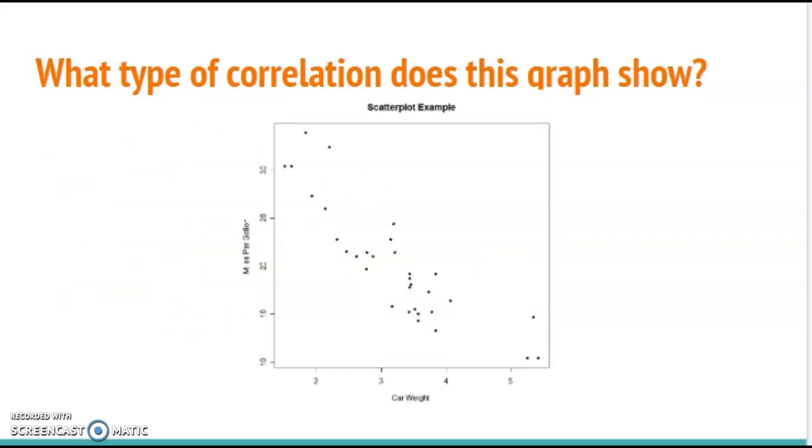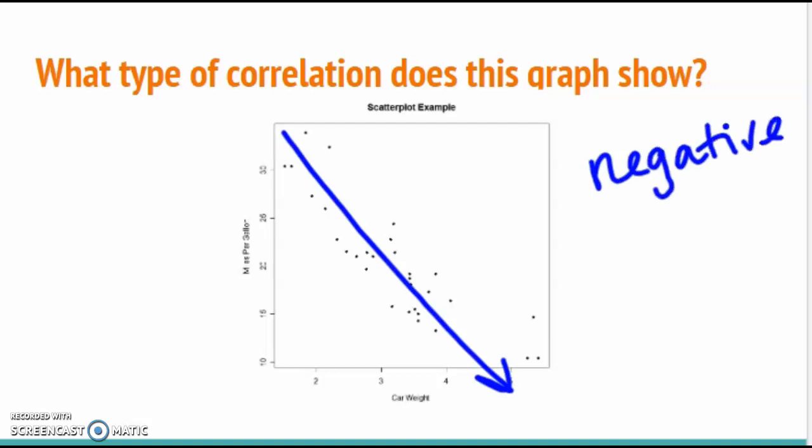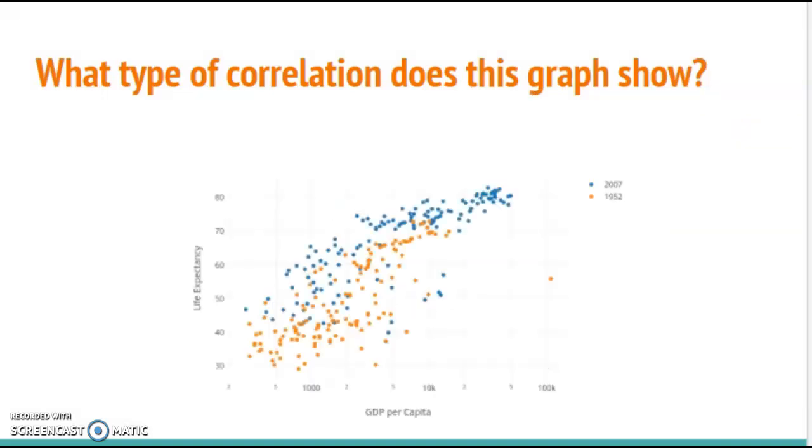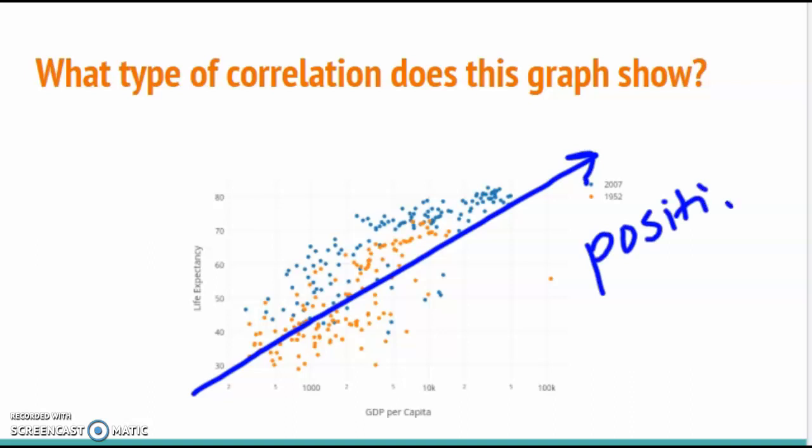What type of correlation does this graph show? Looking at it from going from the left to the right, notice that the data points are trending downward, so you should have said negative correlation. Last one for correlation. Notice that the data points are trending upwards when I'm looking from left to right of the screen. So we should have said positive for this one.